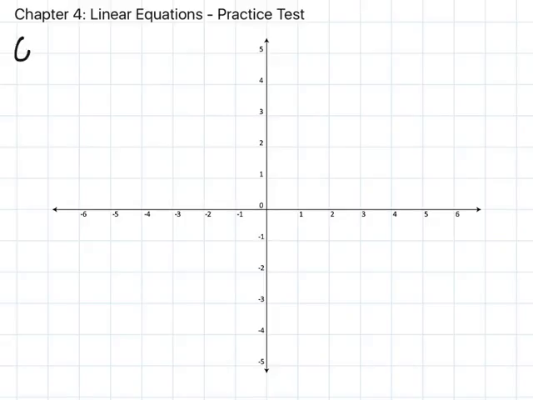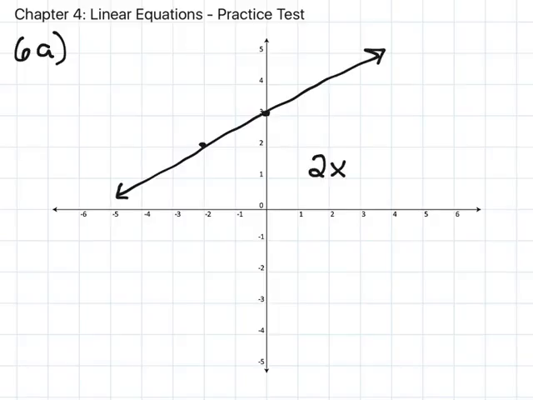So for question 6a, they've given you a graph with the equation 2x minus 4y plus 12 equals 0. And they want you to find the slope and the y-intercept for each of the linear relations. So our y-intercept is where it crosses the y-axis, which is at x is 0, y is 3.